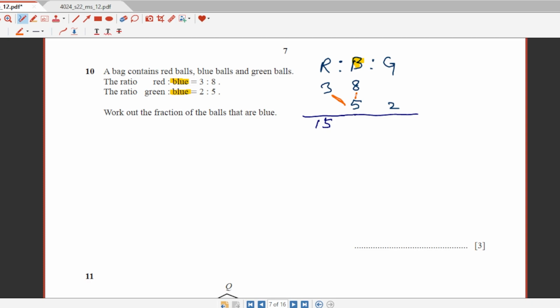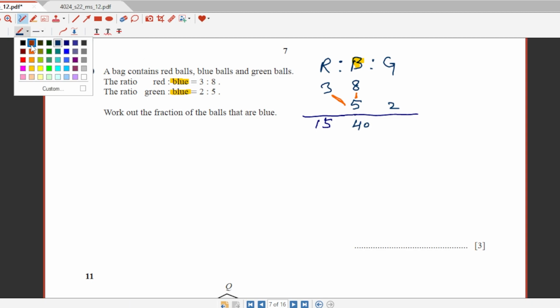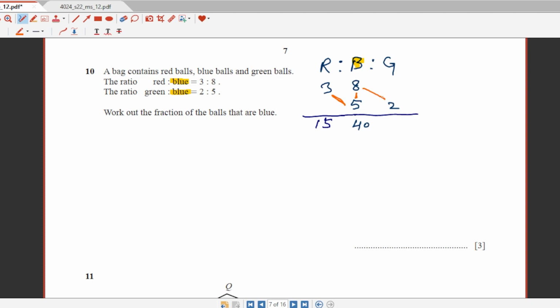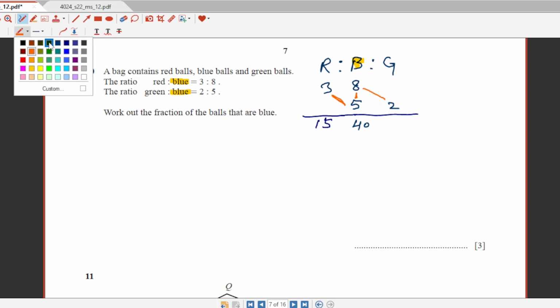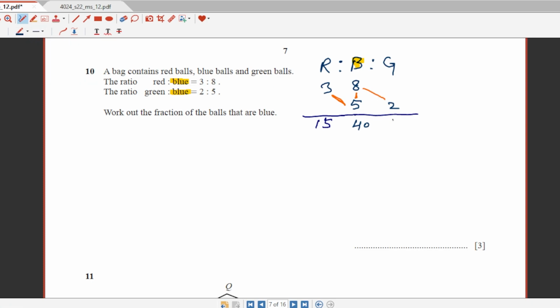Then multiply: 8 5s are 40. And then 8 2s are 16. Now we can simplify these ratios as per the requirement of the question.